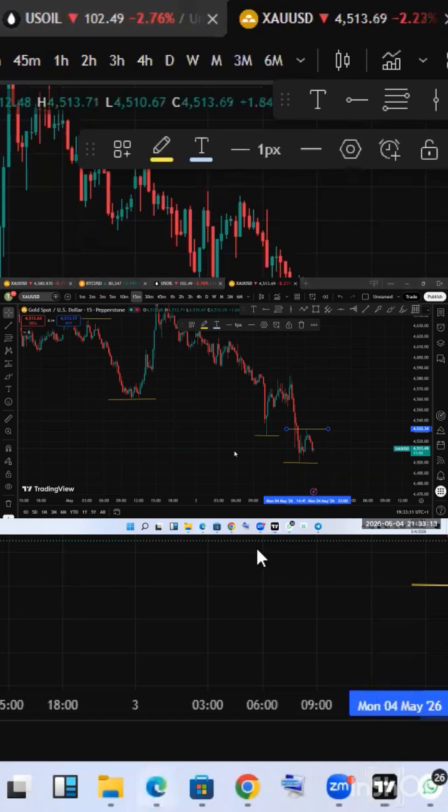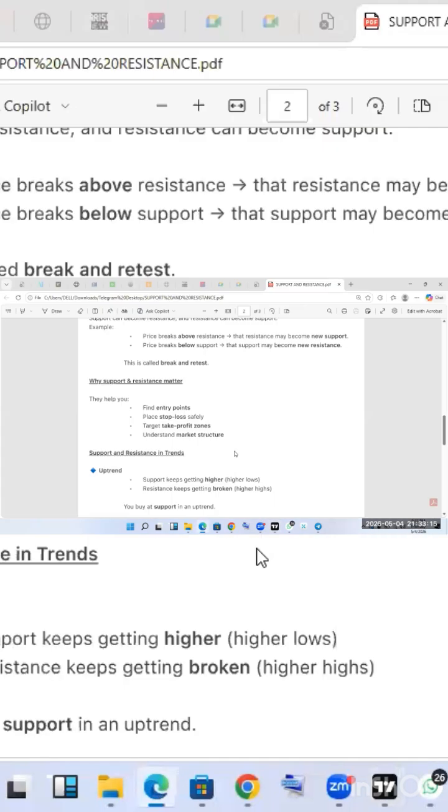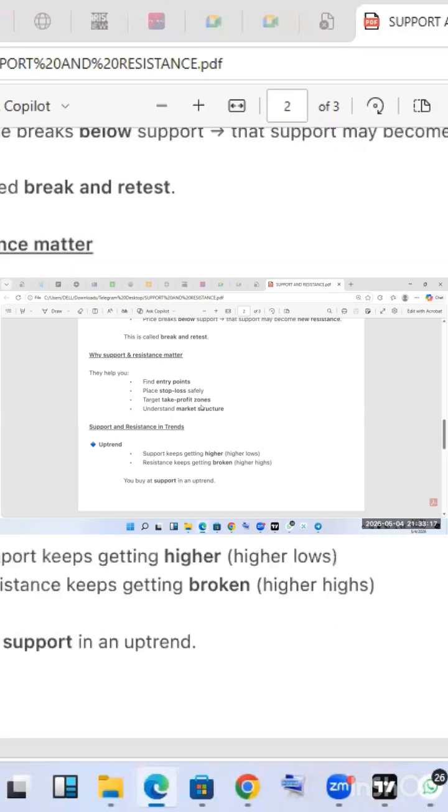I'm trying to round up quick on this note so I can go back to the chart. Why do support and resistance matter? They help you find entry points, place stop loss safely, target take profit zones, and understand market structure. So let me explain this on the charts.